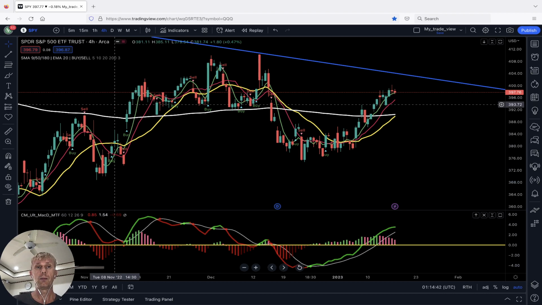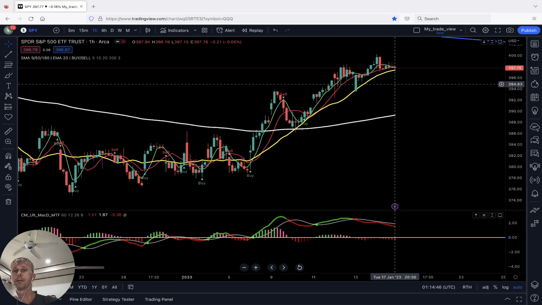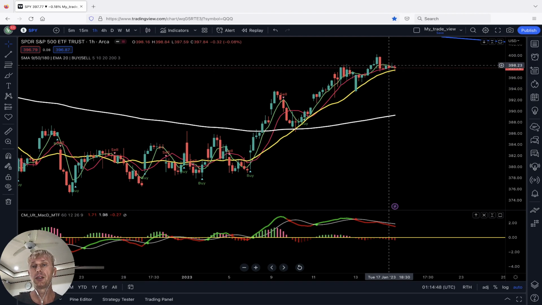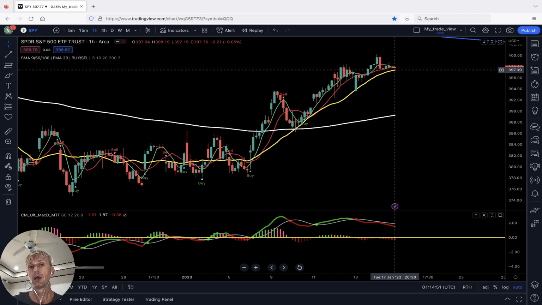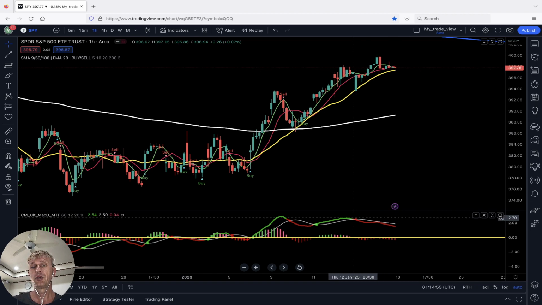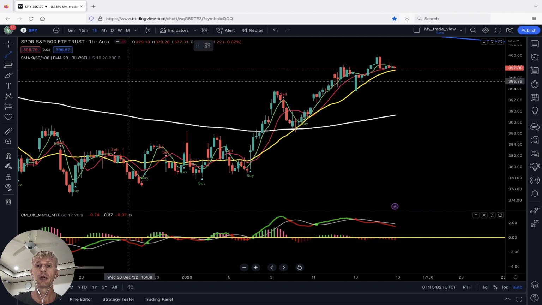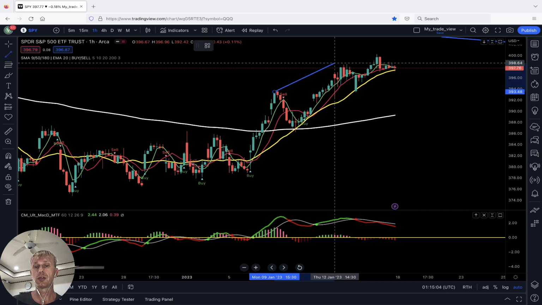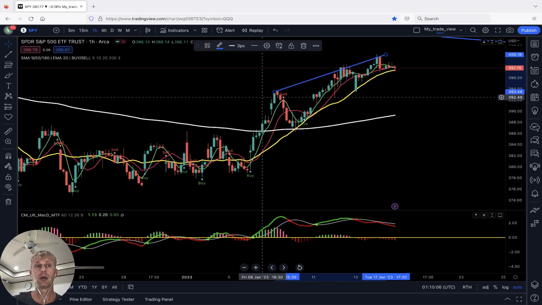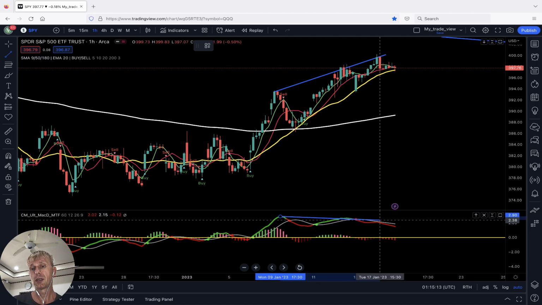Let's move to 1 hour. 1 hour for SPY is a different story. MA 5 already did a bearish crossover, and the MACD changed direction to bearish, and it also has bearish divergence. Look at it: price action is an uptrend, right? But on the MACD, it has bearish divergence.